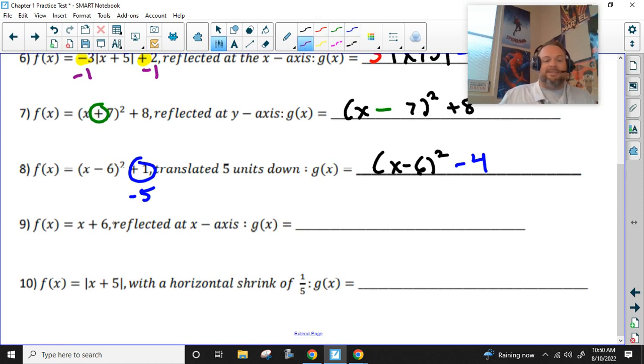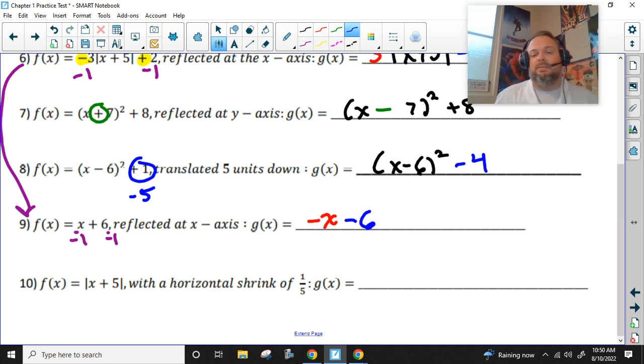Reflected about the x-axis. That's the same thing like number 6. These two are related. We multiply those values. So instead of being a positive x, we have a negative x. Instead of being a positive 6, we have a negative 6.